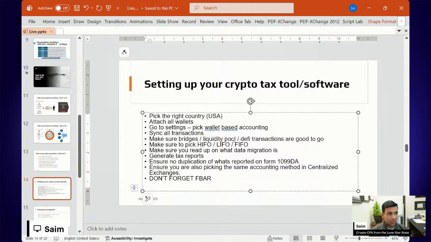Make sure all the bridges, liquidity pools, and DeFi transactions are good to go, meaning that you've categorized them and linked them together as you see them on your subledger in these crypto tax tools as you go chronologically. Here's a pro tip for how I go through a client's portfolio. First, I go wallet by wallet and go through the transactions, because you can actually see what's coming in and what's going out, and then I categorize them.